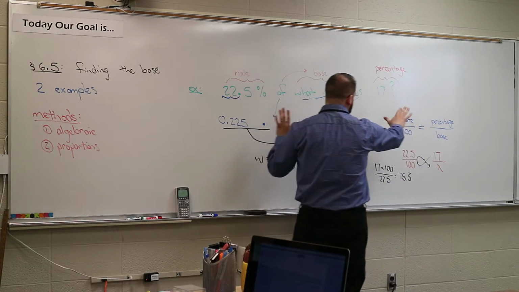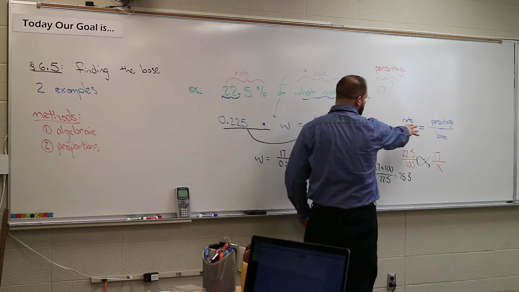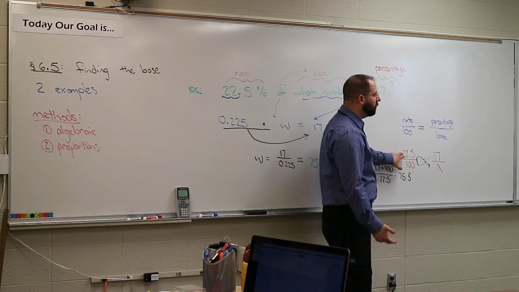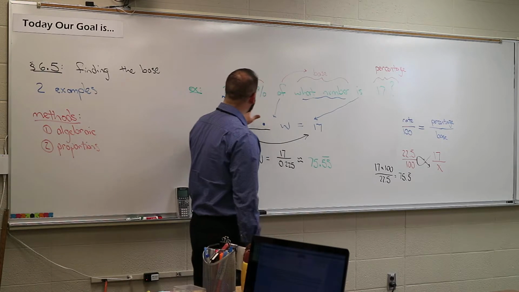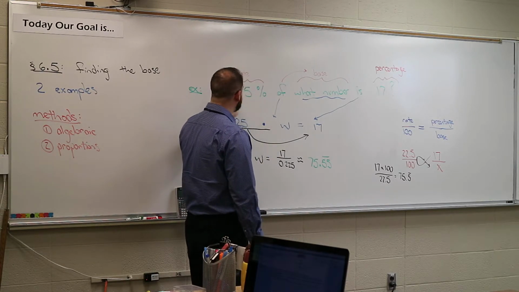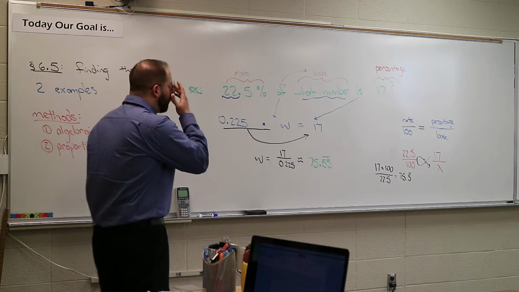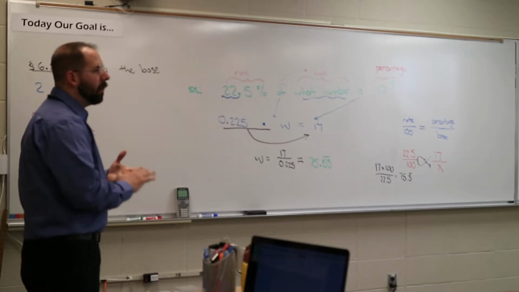The only difference between these two methods is that if you use the proportions, you don't need to move the decimal. That's the only cool thing. But on the algebraic way, when they give you the rate, you have to move the decimal 2 spots before you start the problem. So that would be the only difference. All right, questions, comments about this method?